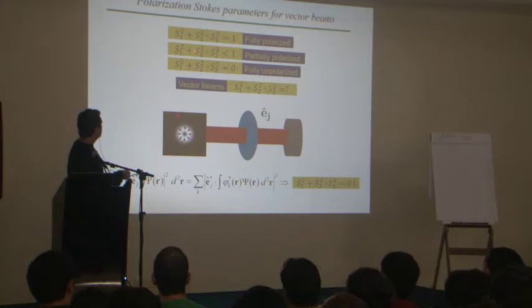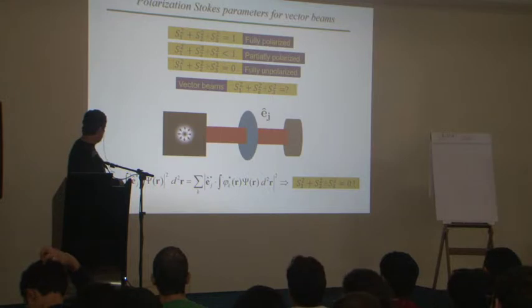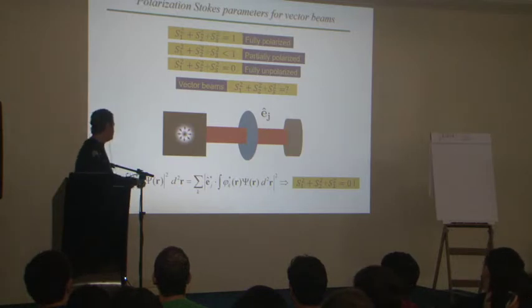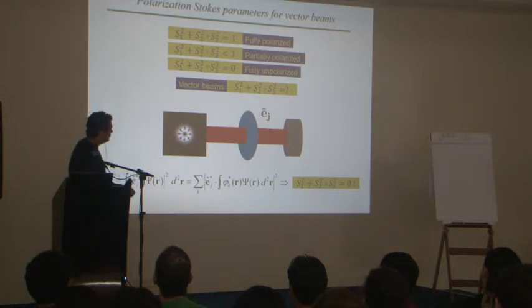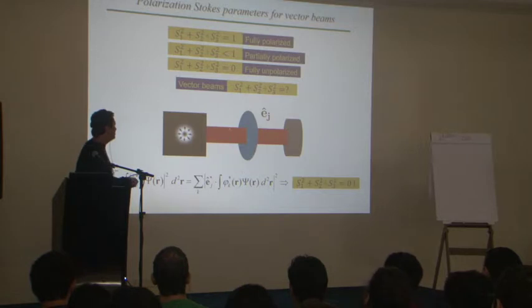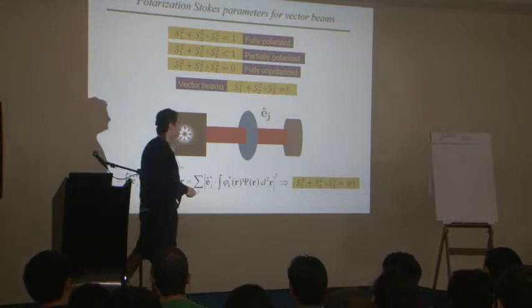You take your vector structure, which is the vector beam right here. You take the inner product, the polarization part, with the basis element that you are projecting on. And what you get, you add up for all transverse modes that you have. You can do this theoretically, you can just compute this here, and you find that this polarimetric measurement of a vector beam gives 0.